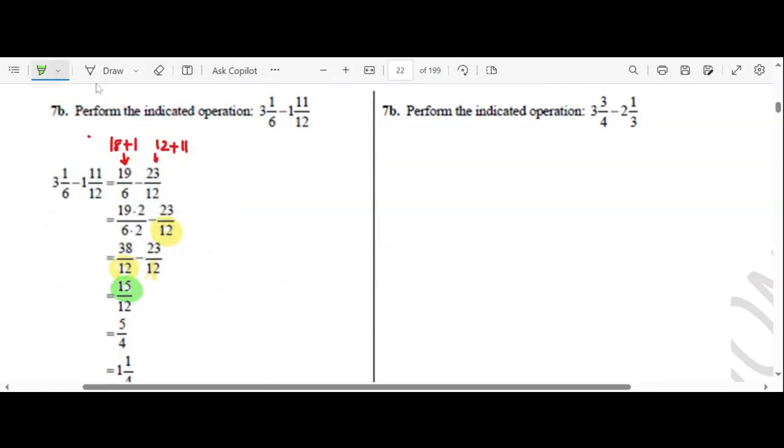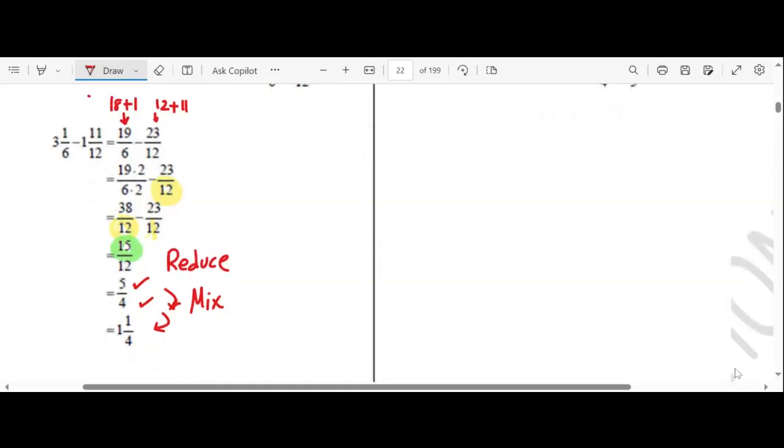12. Can I reduce this? Yes. Reduce by 3. What are you going to get? 5 over 4. And can I change it to mixed number? Yeah. So what are you going to get? 1 and 1 over?